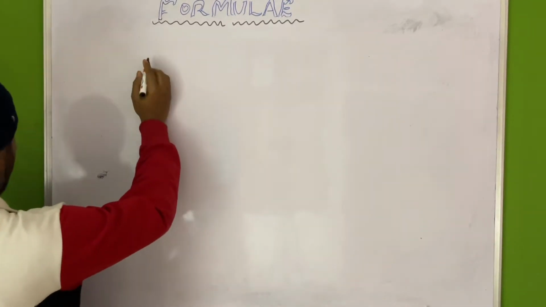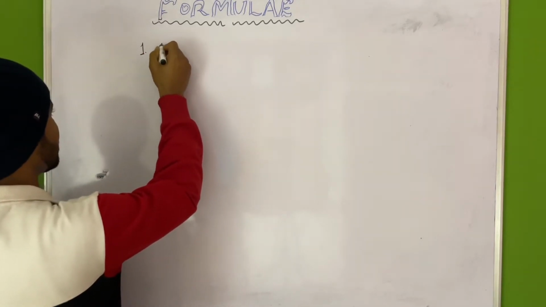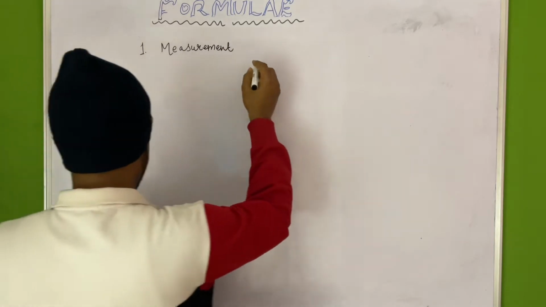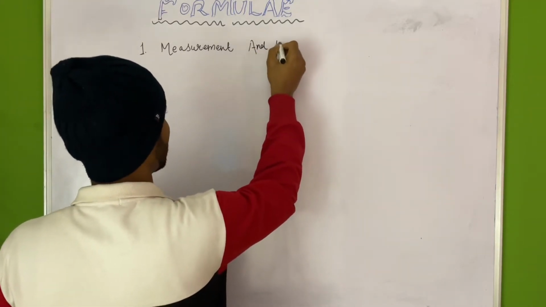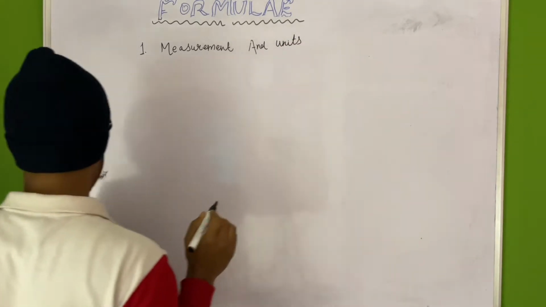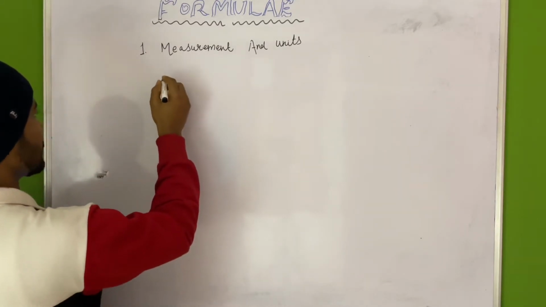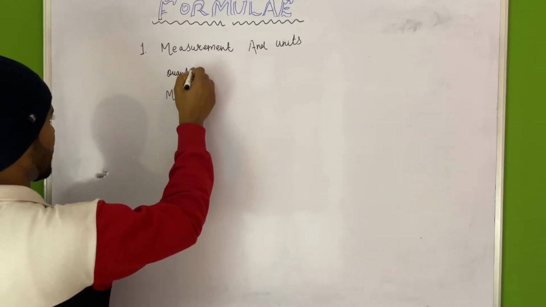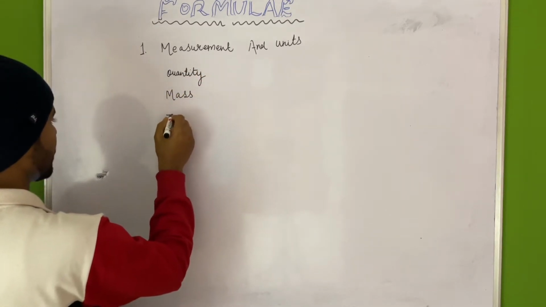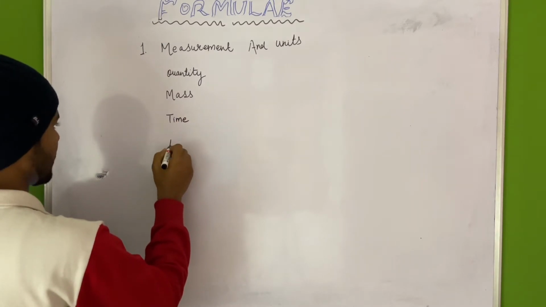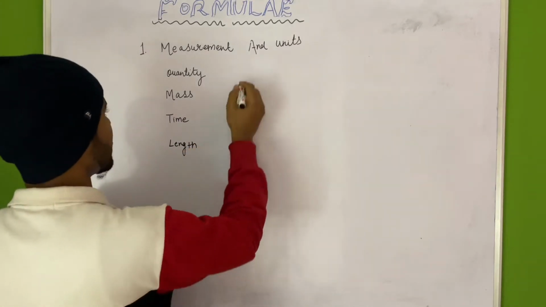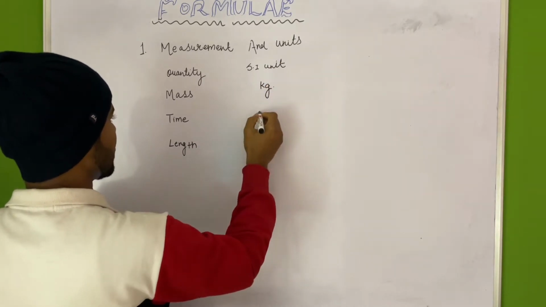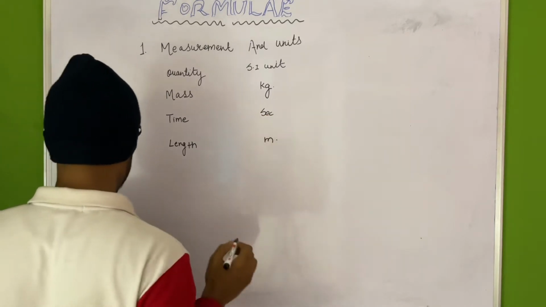The first chapter of physics is our measurement and units. First is measurement and units. In this chapter we have very less formula. This is mass, quantity I have taken here, time, this is length, SI unit. SI unit of mass is kg, this is second, and this is meter. This is very simple.